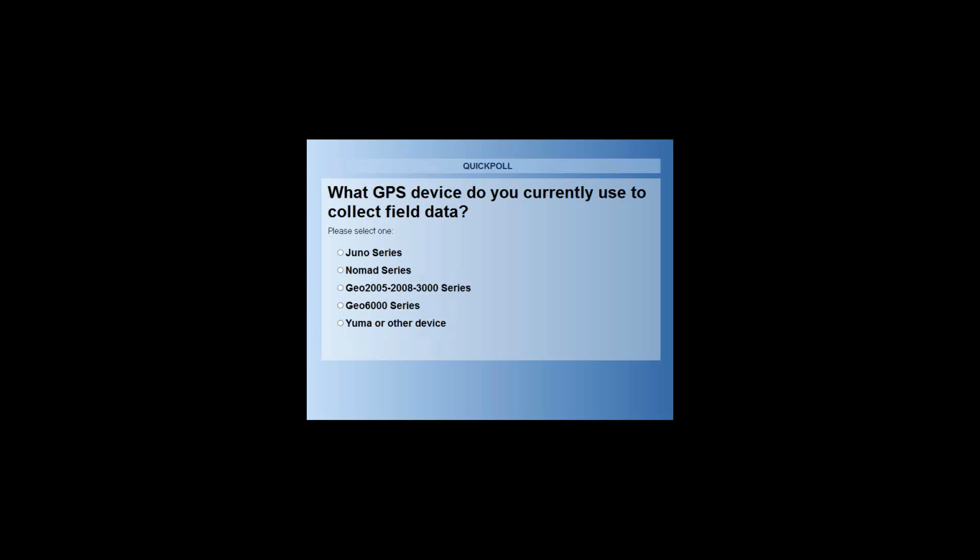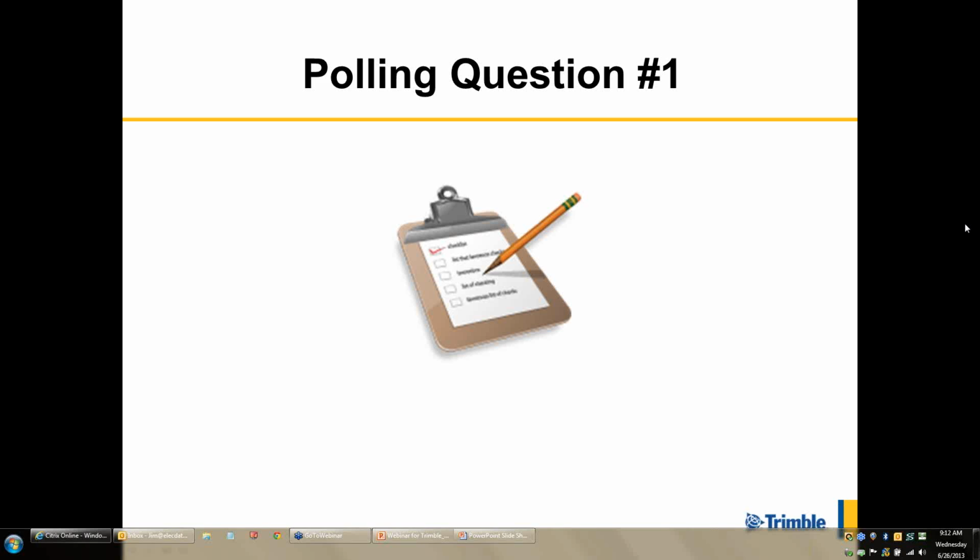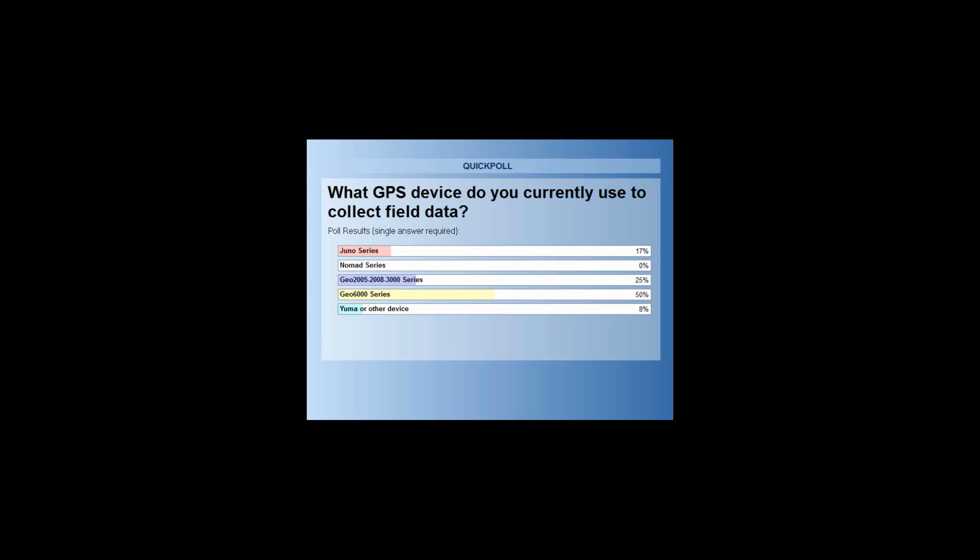Okay, we've got about 86% of everyone voted. Let me close this and I can share this poll with you. Looks like about 17% used the Juno series, and it would be interesting to find out when we do the questions and answers at the end of this webinar how many of those using a Juno are actually using GPS Correct along with ArcPad or ArcGIS Mobile.